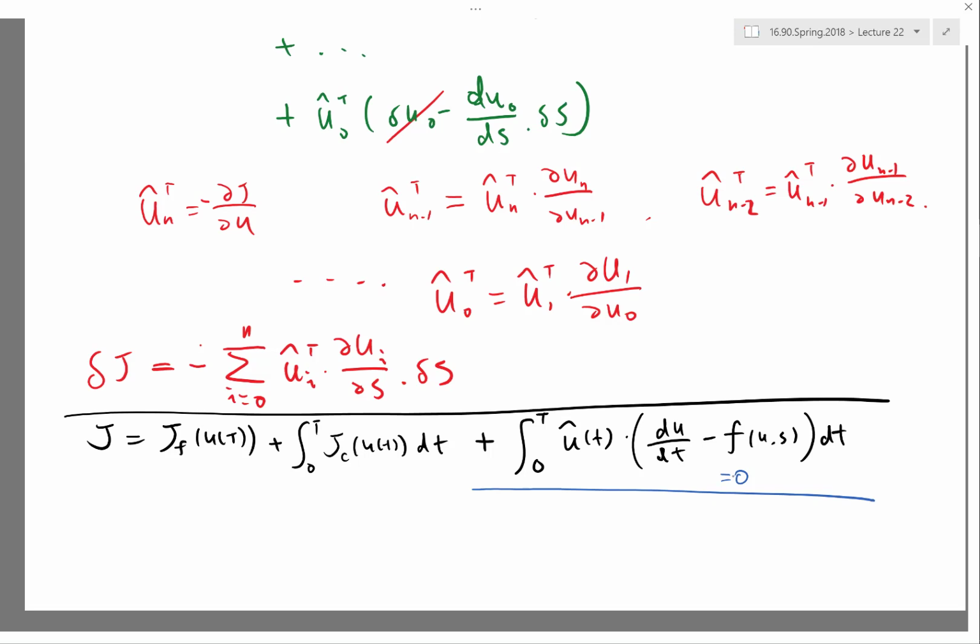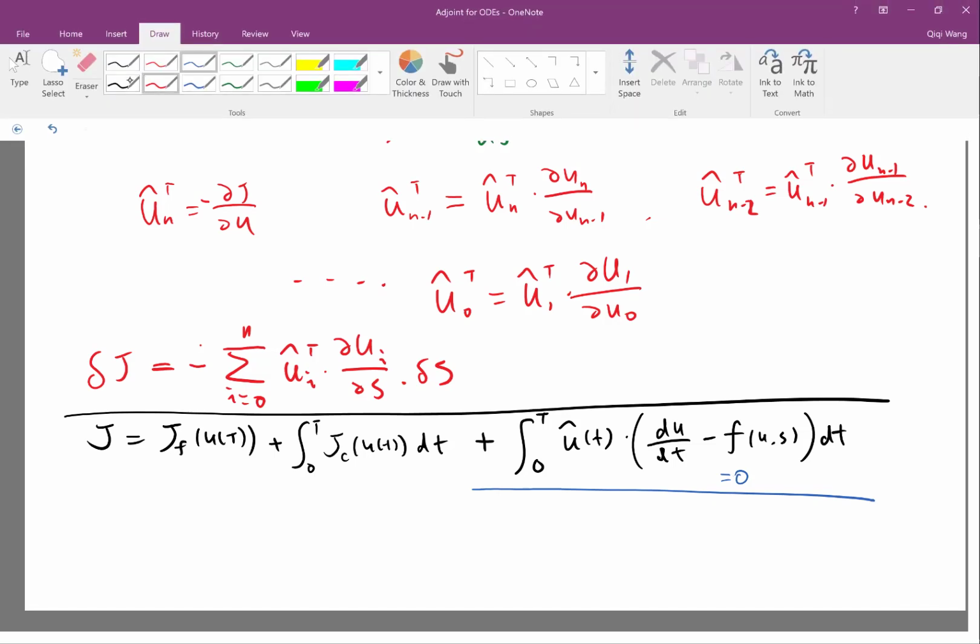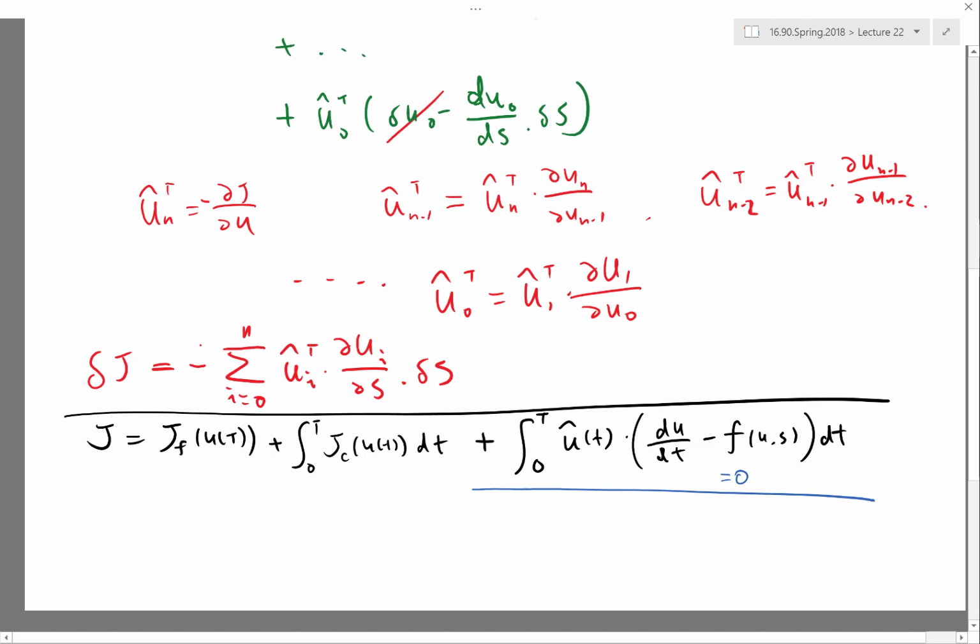u hat of t can be a delta function at a certain time. It can be a constant. It can be a sinusoidal function. For any u hat of t, this whole integral would be exactly 0. So with that knowledge, we can start to say, how can I choose u hat of t so that I can cancel out the terms I don't want when I express the small perturbation of J as a result of a small perturbation in s.